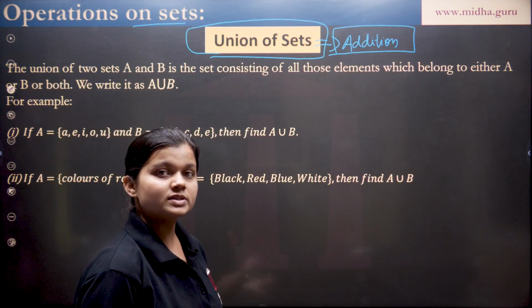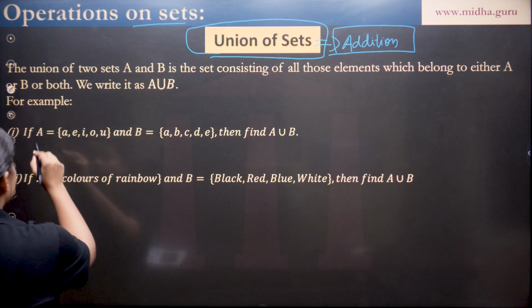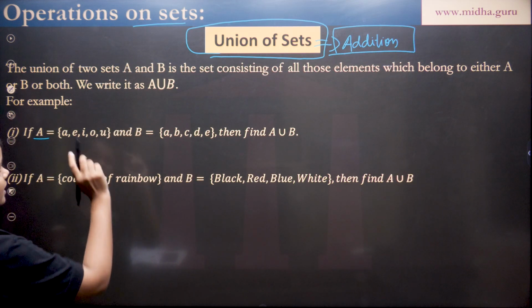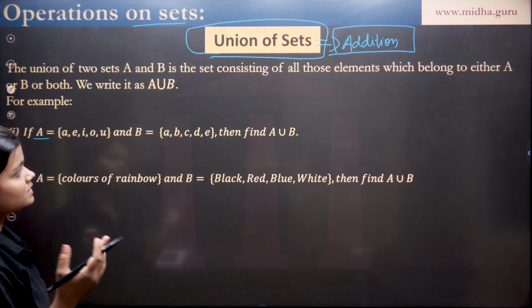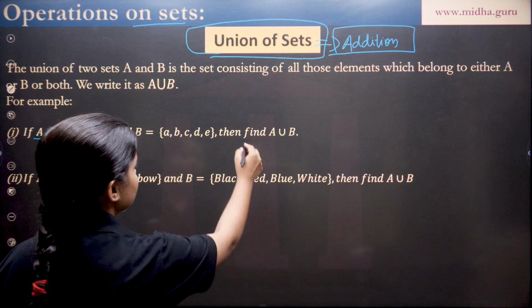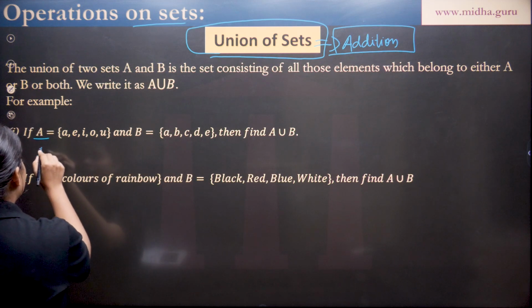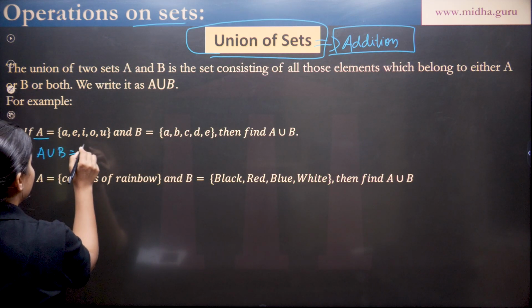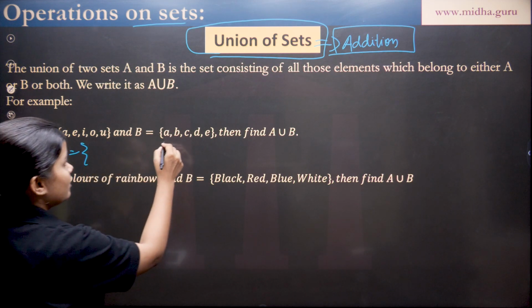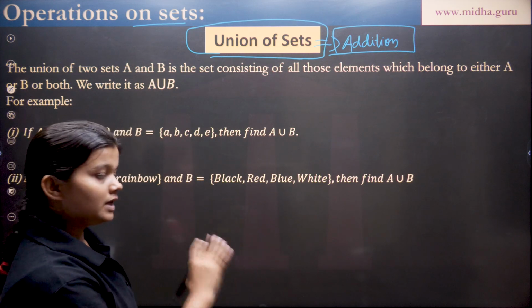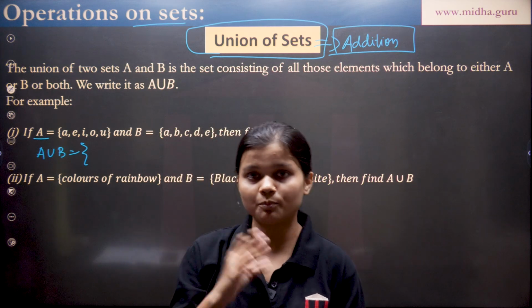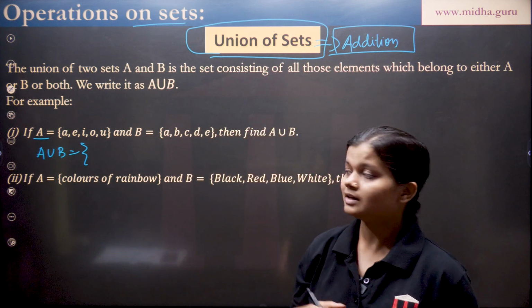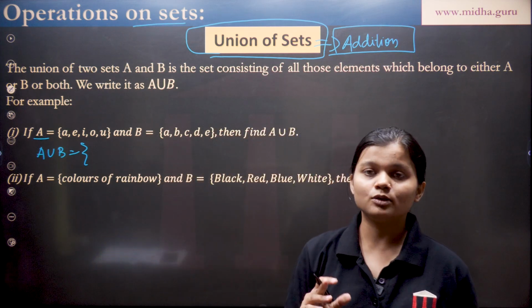How do we add two sets? Let's understand. So if a set A is given A, E, I, O, U, and a set B is given B, C, D, E, then we have to find A union B. For A union B, we can write all the elements of A and all the elements of B inside a single set. If we write all the elements of A and all the elements of B inside a single set, then that set is known as A union B.